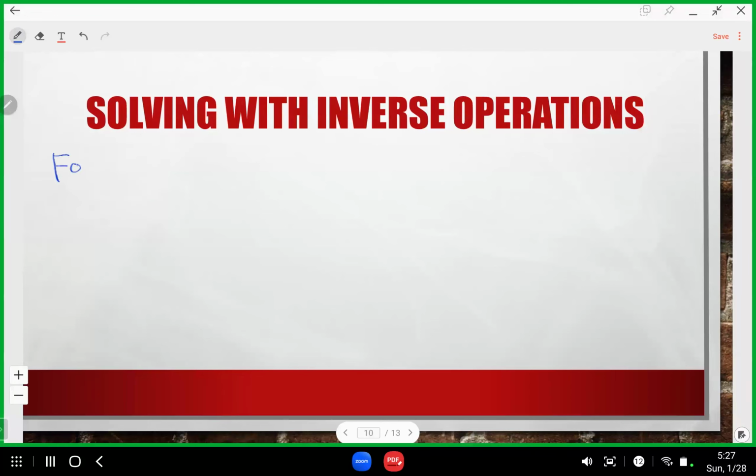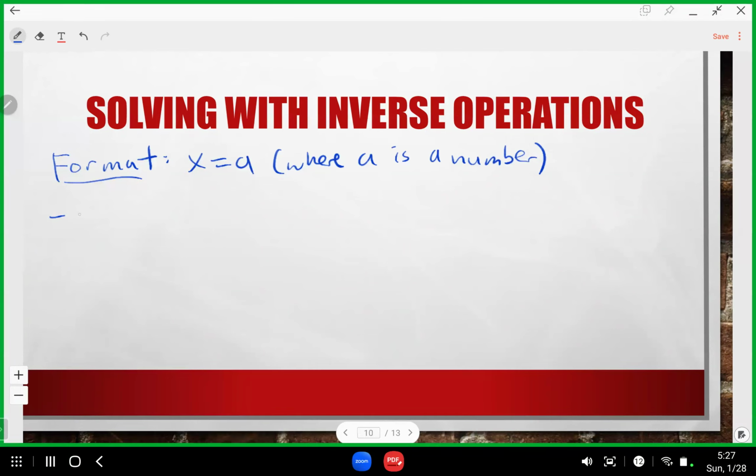So let's look at this format. You might want to have it into x is equal to a, where a is a number. So you want to isolate the variables and the numbers. A very key point, so everybody take your notes: isolate the variable from the numbers.